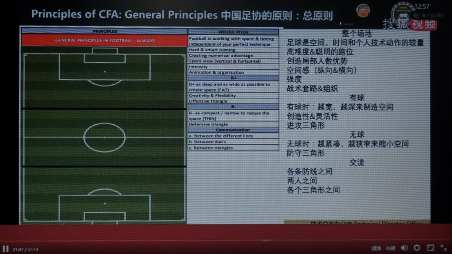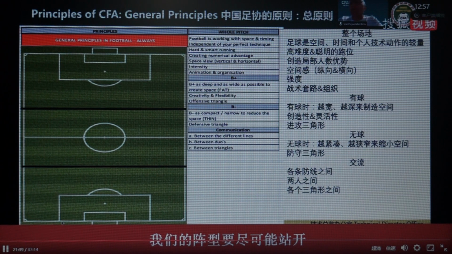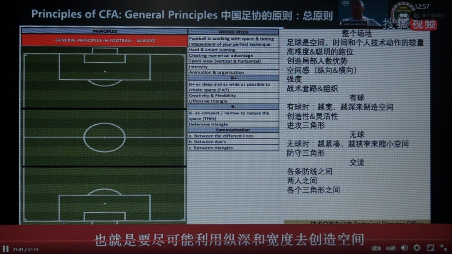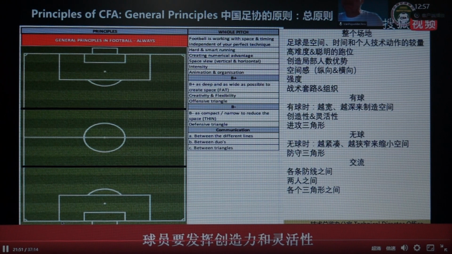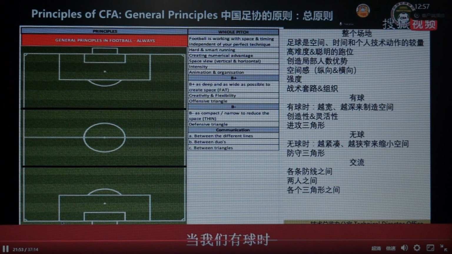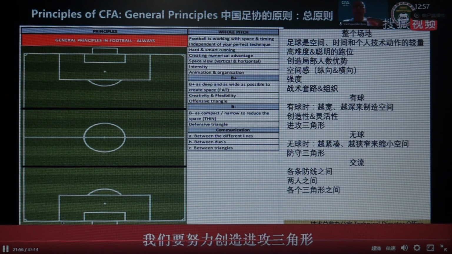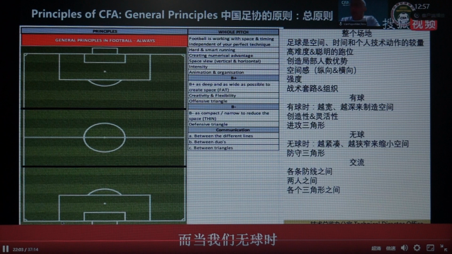If you have the ball, you need to be as fat as possible. That means as deep and wide as possible to create space for each other. In the space that you've created for your team, you have to be creative and flexible. If we have the ball, we need to create offensive triangles with 2 points in front of the one who has the ball. When you don't have the ball, you need to be as thin, as compact, as narrow as possible to reduce the space.